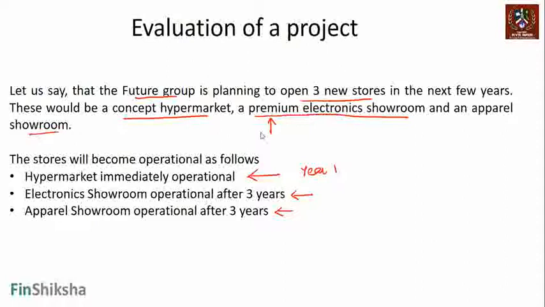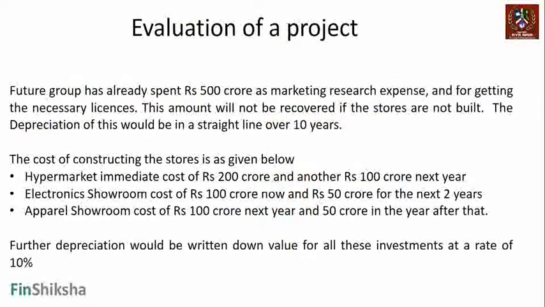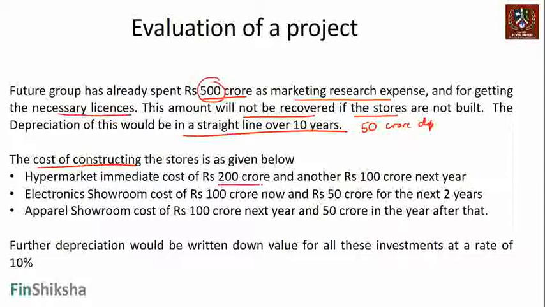Let's say hypothetically this is what we have at this point of time. We're also saying that they have already spent 500 crore as marketing research expenses to get the necessary licenses. This amount will not be recovered if the stores are not built or not functional. The depreciation would be in a straight line over 10 years, which means 500 crore has been spent, and every year there will be a 50 crore depreciation. In addition, there is going to be a cost of constructing the stores, which is 100 crore now and 50 crore for the next 2 years, that is, 100 crore next year and 50 crore in the year after that.